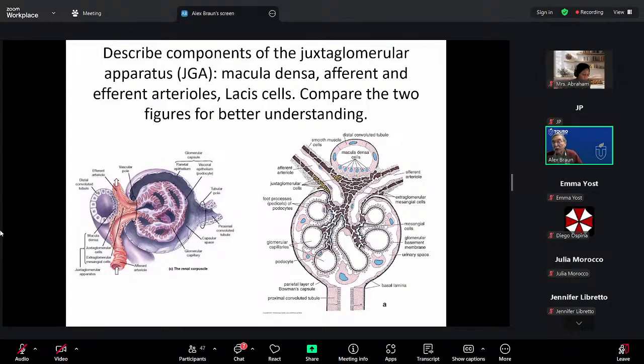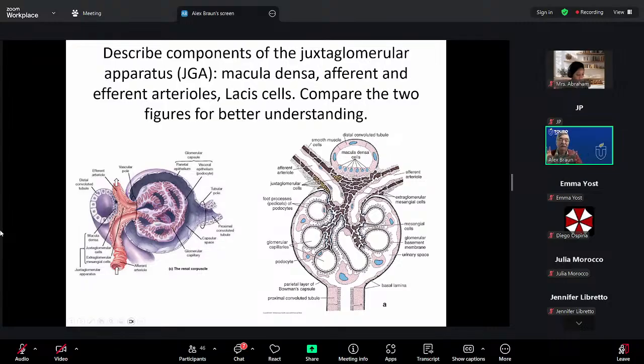One way to think of the juxtaglomerular apparatus is that it occurs at the end of the loop of Henle, at the junction where the distal straight tubule becomes the distal convoluted tubule. So it's kind of like at that junction, if you will. Some people would rather call it distal convoluted tubule. Some would rather call it distal straight tubule. Some will call it thick ascending limb. All of those are essentially correct.